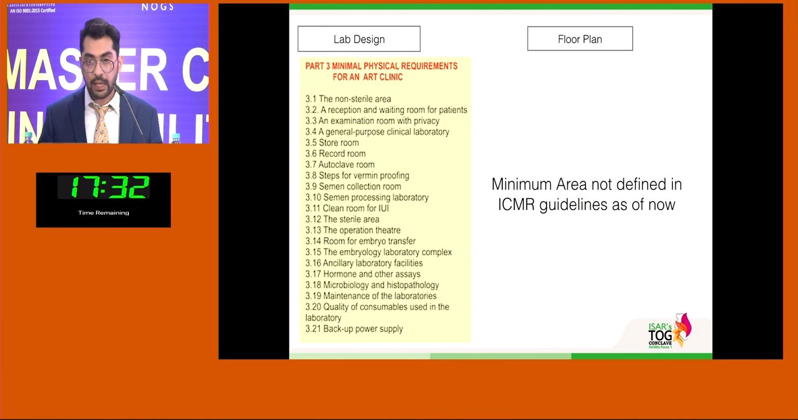Now, whenever we start a unit, we basically divide the IVF or the IUI lab into 2 components. You're going to divide it into a non-sterile area as well as a sterile area. When you're only starting an IUI laboratory, the sterile area will only have the laboratory where the processing will happen and a clean room where the insemination happens. So only these 2 rooms are required in the sterile area, and your non-sterile area will basically consist of your reception, the waiting area, your store, record room, all of those things.